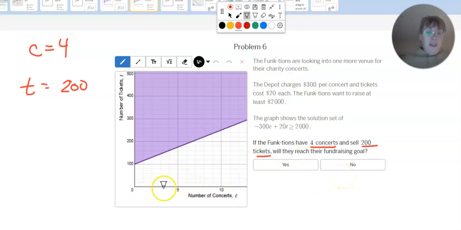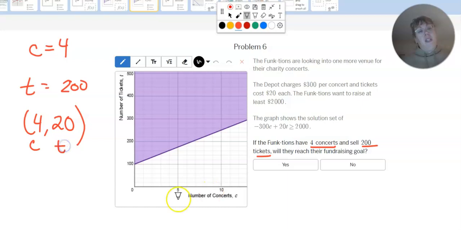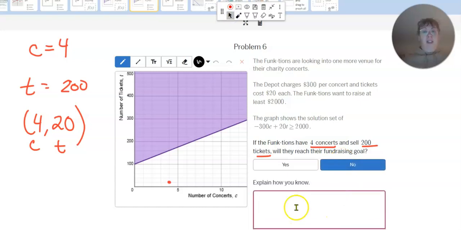So looking at the graph, we could go to, this is a point, right? 4, 20, where C is 4, T is 20. So here's 4 and here's 20. So that is definitely not in the shaded area. So we can say that we looked at that point, graphed it, and it is not in our solution region, so it will not reach their goal. Beautiful.